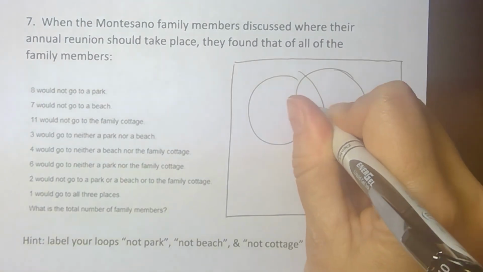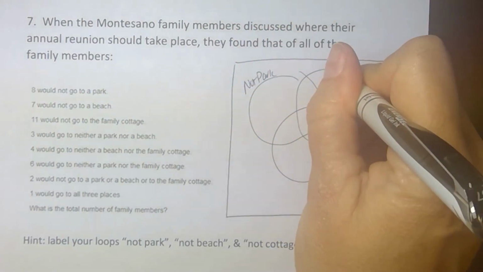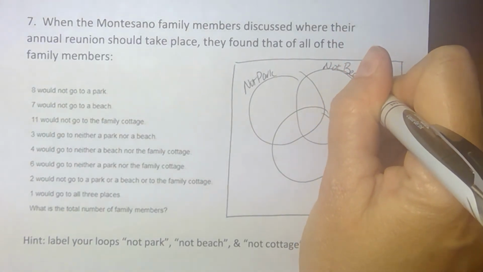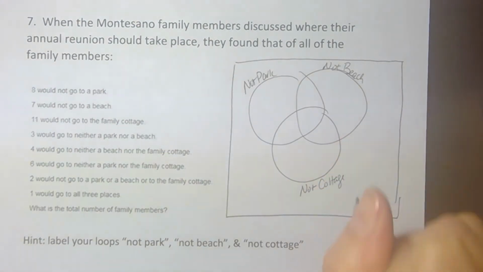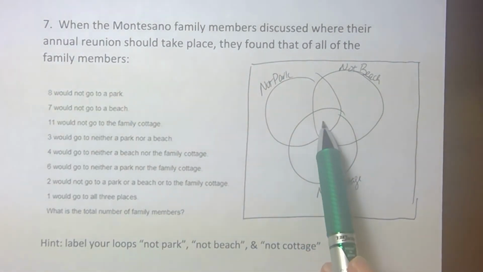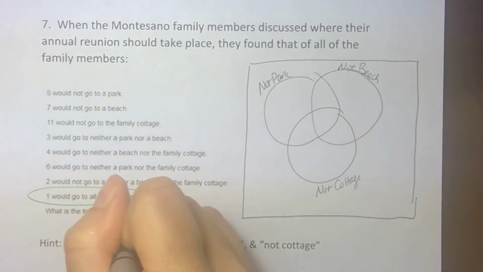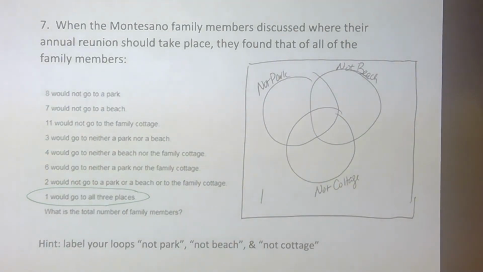So we've got 3 loops. We've got not park. We've got people who don't want to go to the beach. And we've got people who don't want to go to the family cottage. Now, hopefully, once you get it set up that way, it's a pretty simple Venn diagram to fill in. We're going to start with the inner region: we've got one person who will go everywhere. That person goes out here. They don't have any problems going to those places.